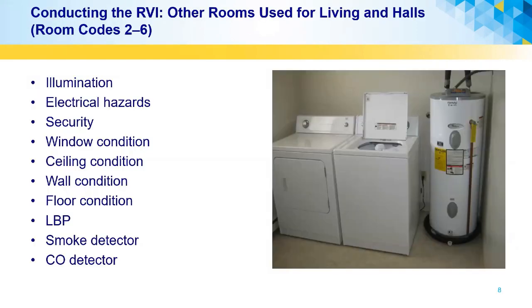Okay, now we're going to take a look at the protocol for inspecting what we call other rooms used for living. On the HUD form, they're using room codes 2 through 6. In these rooms, we're looking at illumination, and the standard is very minimal. There has to be a means of illumination, such as overflow light coming from another room or a lamp in the room. Also electrical hazards. We're looking at security, window conditions, ceiling conditions, wall conditions, floor conditions, lead-based paint issues, smoke detectors, and carbon monoxide detector.